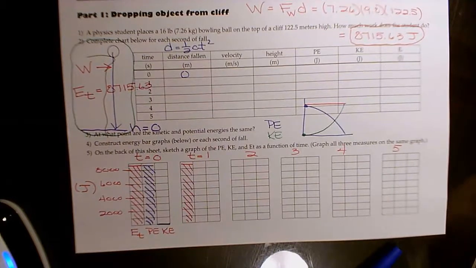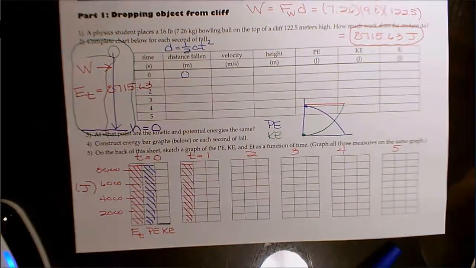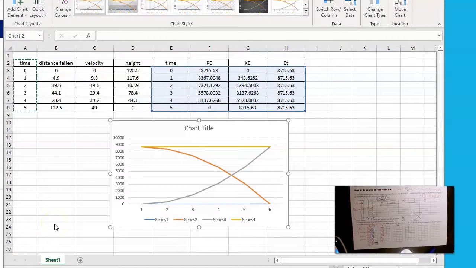But after 1 second, I've got to look back at my Excel. After 1 second, the potential energy is approximately 8,400. So it's a little bit less, and my kinetic energy is about 350. So that would be like down here. But if I took this little piece and put it there, it would equal the red bar.